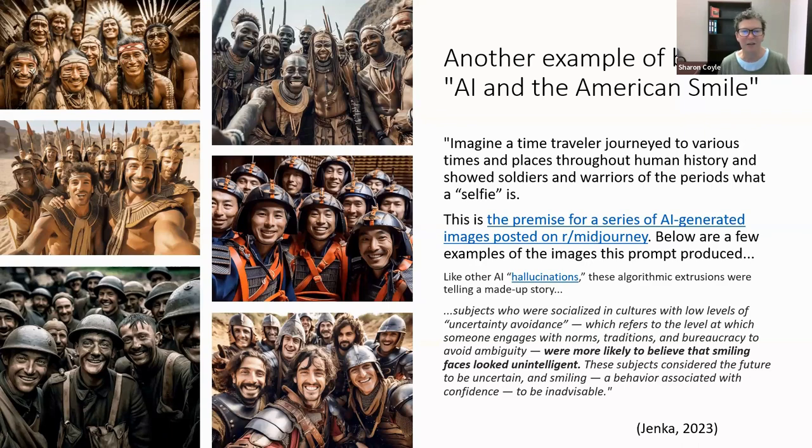And it says, like other AI hallucinations, that's the term for when AI just sort of thinks, well, this sounds like it's good and it gives you something, but it's not even a real thing. It can make up articles, it can make up authors, it can make up things like this. So these algorithm extrusions, I like that word, were telling made-up stories. And basically what the article talks about is that people didn't smile like this in these time periods.